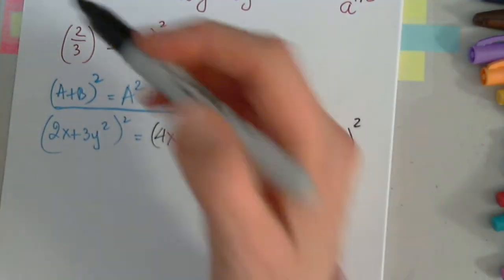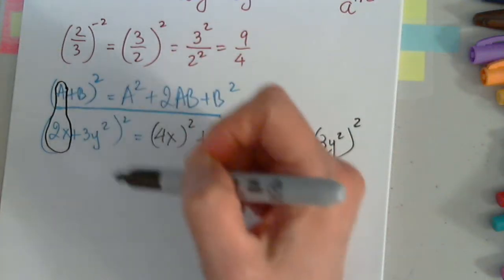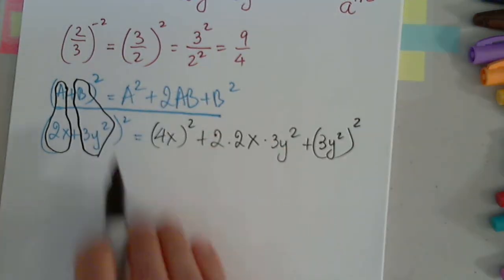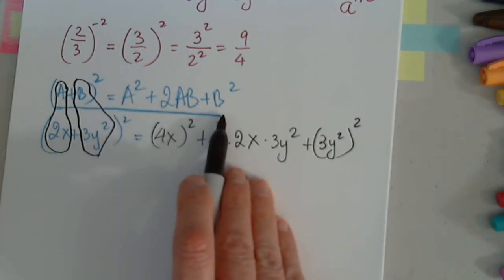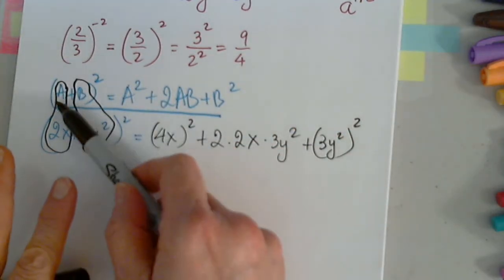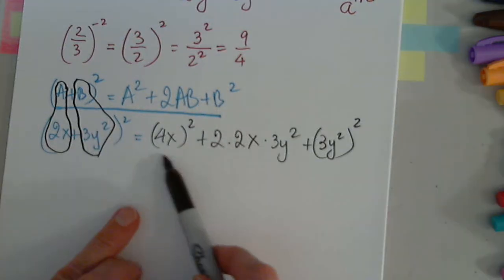So it means that it's not clear. This is the first term. This is the second term. And you have to follow the pattern. The first term squared plus twice the first times the second plus the second term squared. This is what we did here.